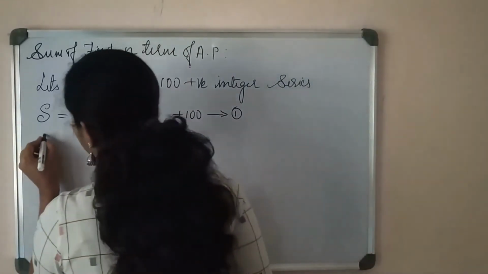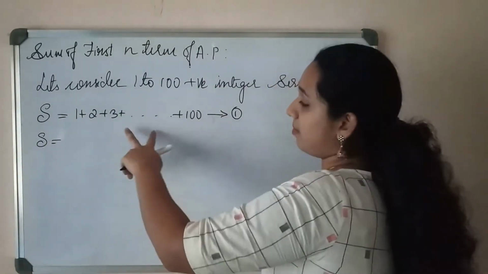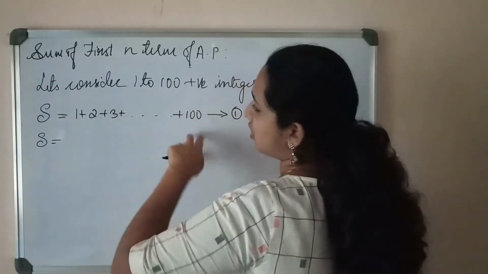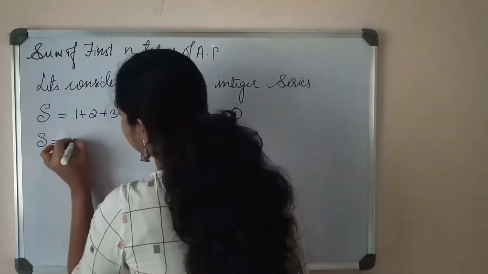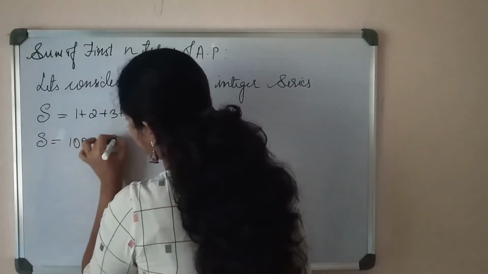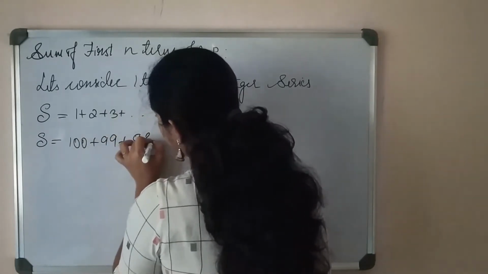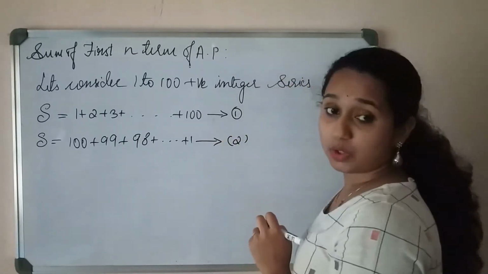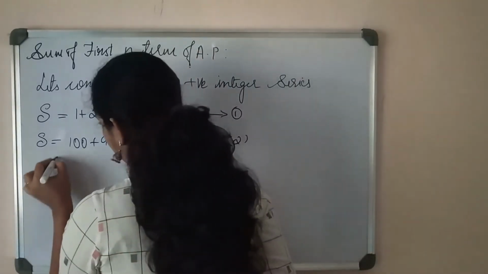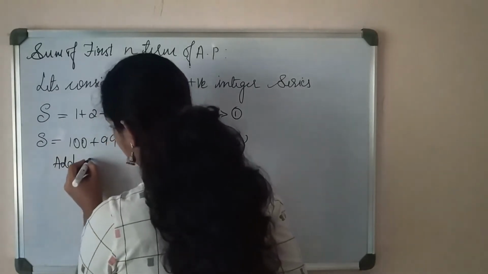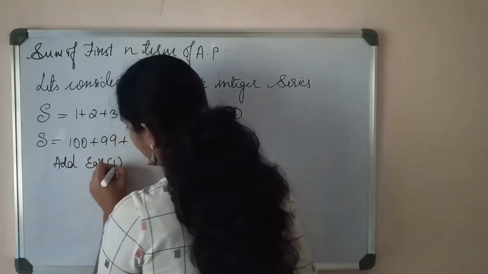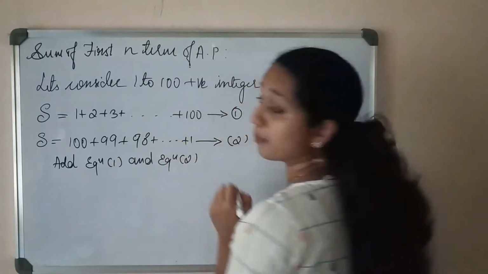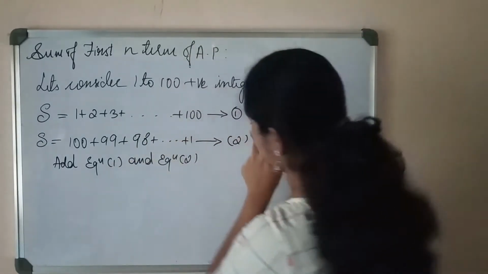Next, I'm going to take the same form in the reverse order. This is the forward order. Now I'm going to consider this expression in the reverse order, that is nothing but 100 plus 99 plus 98, and so on till 1, and I will consider it as equation 2. Now I'm going to add equation 1 and equation 2.